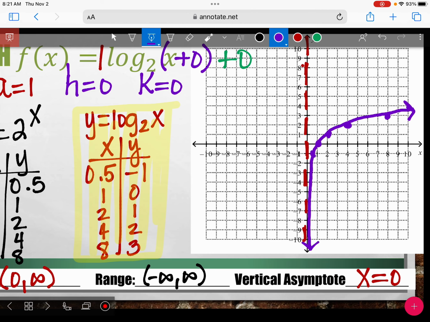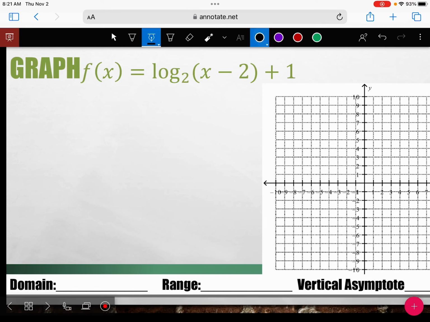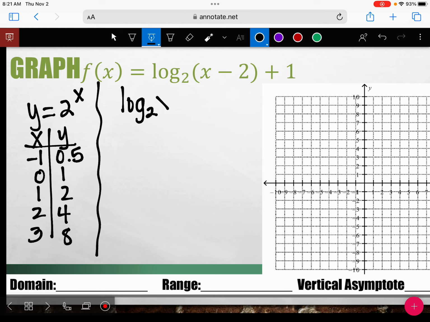All right, so for our example 2, I'm going to go ahead and create my y equals 2 to the x table again, even though you should have it right above it. I'm going to recopy it. This time I'm going to have 3 tables. So that's my first table. That's just my exponential table. Now I'm going to create my log base 2. This is without transformations table.